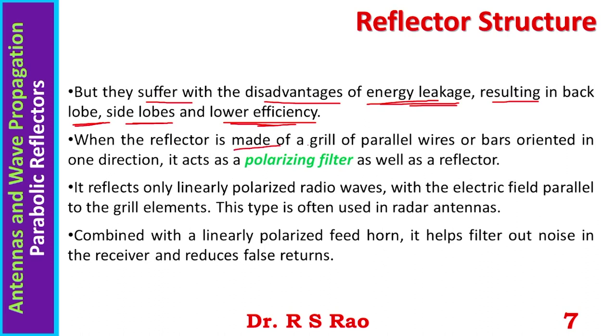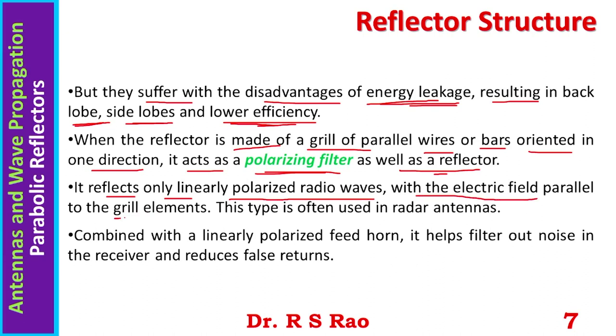When the reflector is made of a grill of parallel wires or bars oriented in one direction, it acts as a polarizing filter as well as a reflector. It then reflects only linearly polarized radio waves with the electric field parallel to the grill elements. This type is often used in radar antennas. Combined with a linearly polarized feed horn, it helps filter out noise in the receiver and reduces false returns.